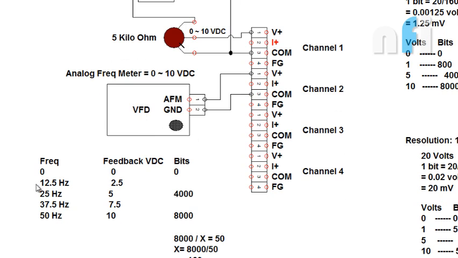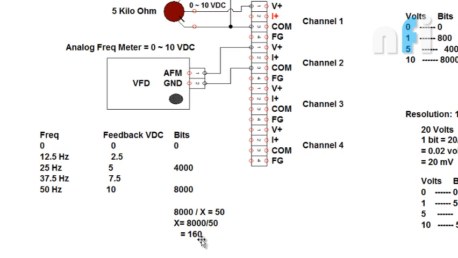So in terms of VFD, if your frequency is 0, feedback will be 0. So bits will be 0. So in the end, what you will read inside the PLC is a 0 bit. For a frequency of 12.5 Hertz, proportional voltage will be 2.5 volts and bits will be 2000 here. And for 25 Hertz, 5 volt DC and 4000 bits. Similarly, at 50 Hertz, 10 VDC, 8000 bits. So for 1 hertz, it will give you 160 bits. That's some calculation we have done here. For 1 volt, we have 800 bits.